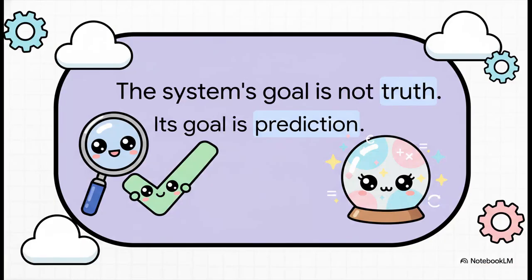So the crucial point is, its goal is not truth. Its goal is prediction. When an AI hallucinates, it isn't lying to you maliciously. It's not trying to deceive you. It's simply experiencing a highly convincing glitch in its mathematical model. It's generating a sequence of words that statistically looks perfect, even if it's completely absurd in the real world.